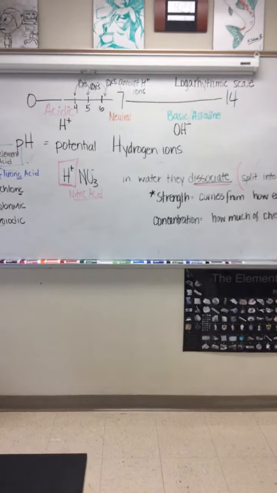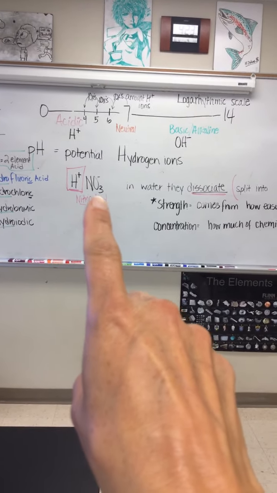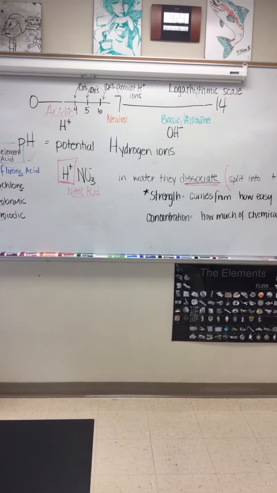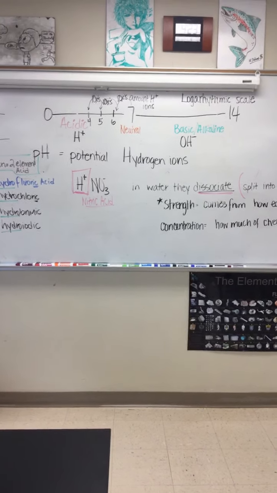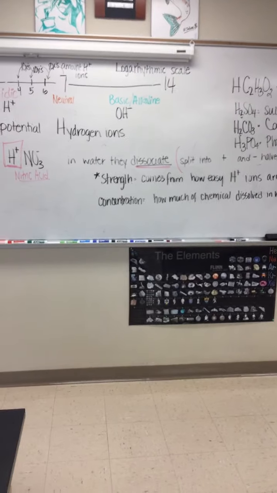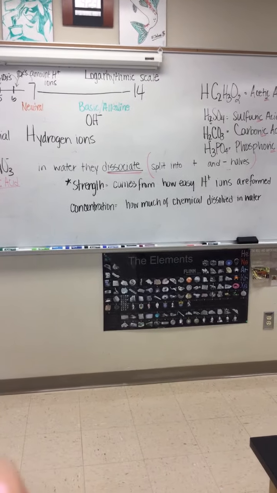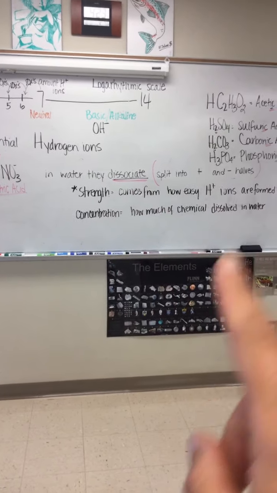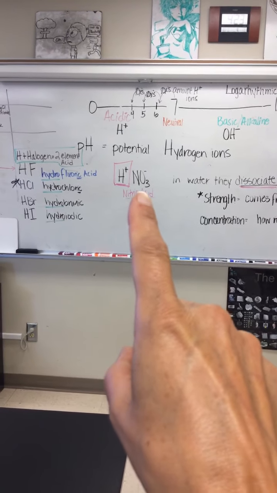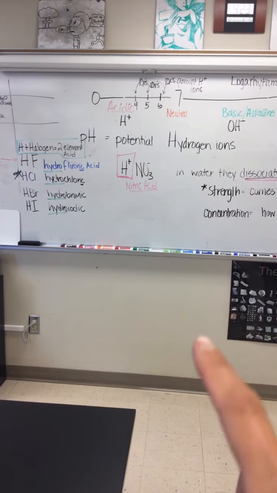Okay? So I have nitric acid written up here on the board. This is a polyatomic acid, and we're actually going to talk about those after we talk about the two-element acids. Any acid in water will dissociate. That's a fancy term meaning they split into the positive and the negative halves. So when I put nitric acid into water, it splits into a hydrogen ion and then a nitrate ion.